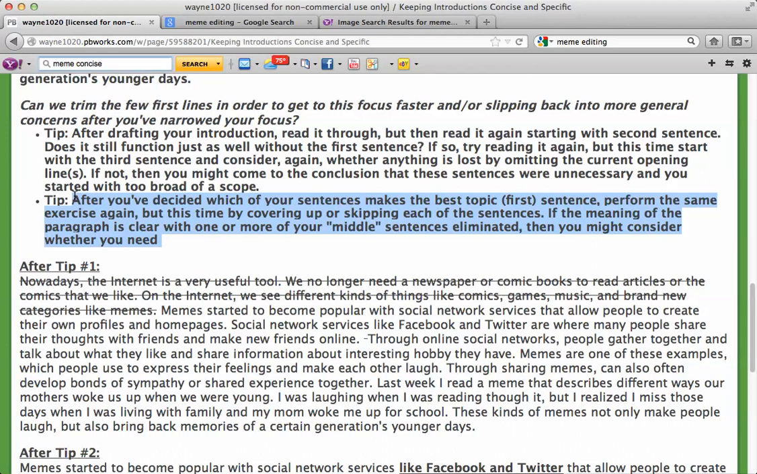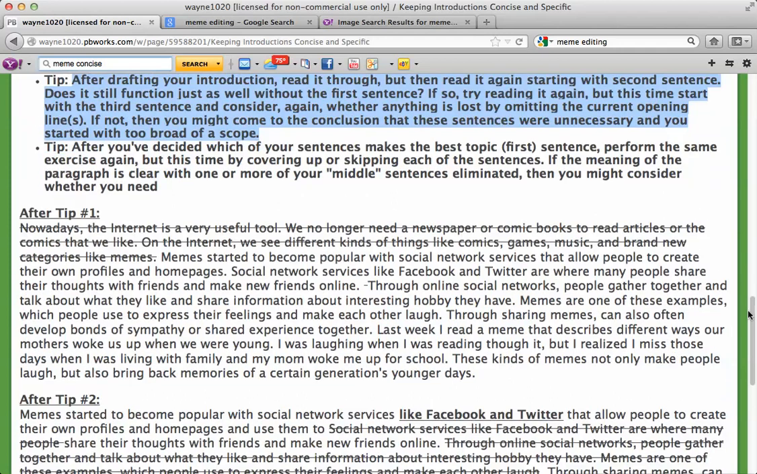So I read this introduction again, trying this first tip. And what I discovered, at least in my own judgment, was that the first two sentences, if eliminated, would not really change the focus of the introduction as a whole, or not make it worse than it was, and in fact I think make it better, because it would be more concise and get to its major topic a lot faster. So instead of starting with a sentence about the internet, and then a second sentence about what we see on the internet, and then a third sentence that mentions memes, just start talking about memes perhaps, right?